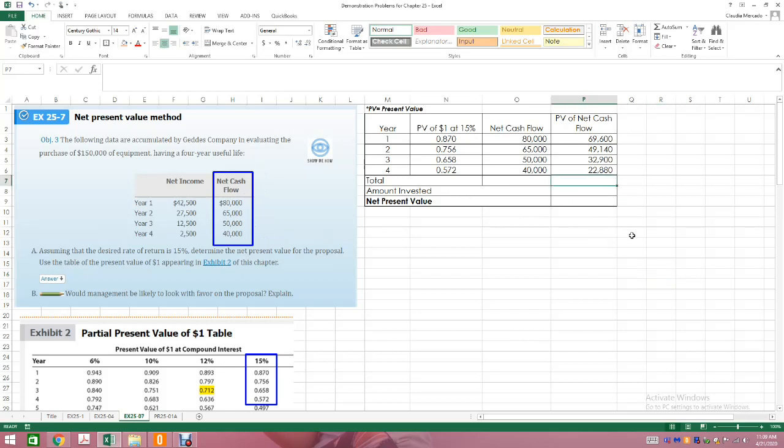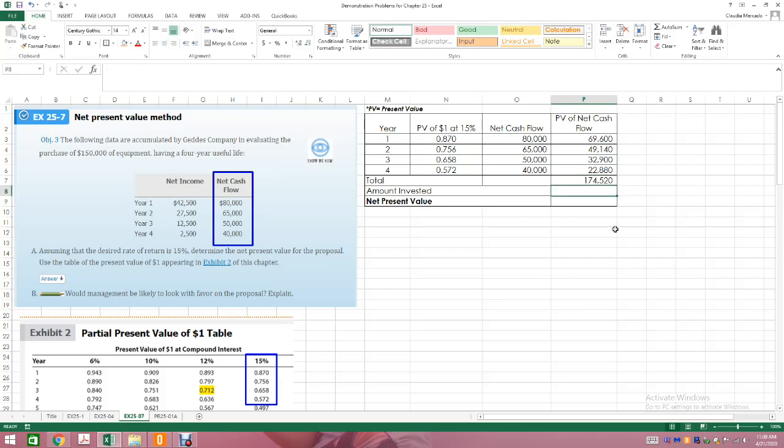Now we're going to get the total, equals sum. I'm going to get the total of my four cash flows right there. That's going to give me $174,520. That is how much you're going to be receiving. That's the present value of the net cash flows that you're going to be receiving for this particular proposal.